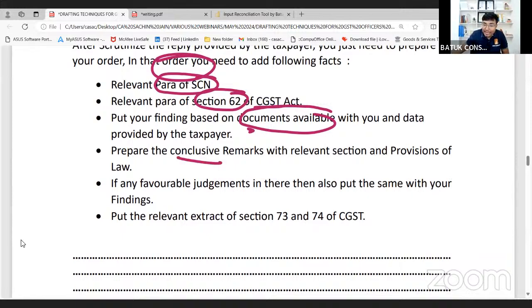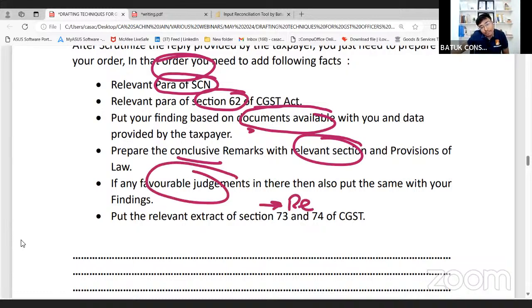Provide conclusive remarks and the relevant section, that means you are going to raise the demand under section 73 or 74: fraud cases 74, non-fraud cases 73. Accordingly you have to decide your penalty and interest implications. If there is any favorable judgment, in that case put the reference of the favorable judgment. This is the assessment of non-return filers, and this will be part of your order.